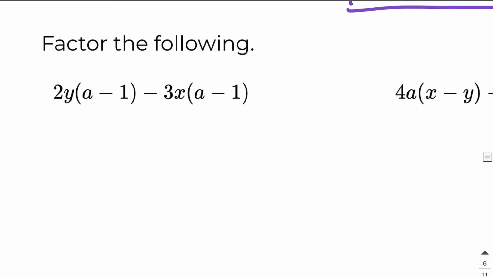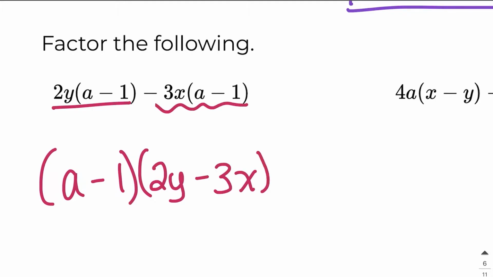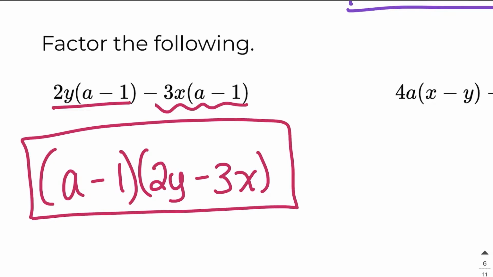So let's take a look at some of our examples here. Our first example has an a minus 1 in common, so I can just factor out an a minus 1. When I factor it out of this first term, I have a 2y left over. And when I factor it out of the second term, I have a minus 3x left over. And this is my final answer here.